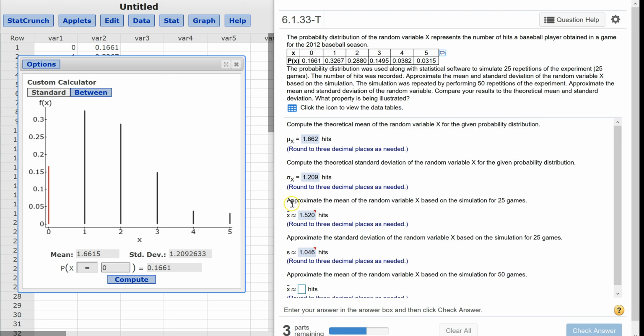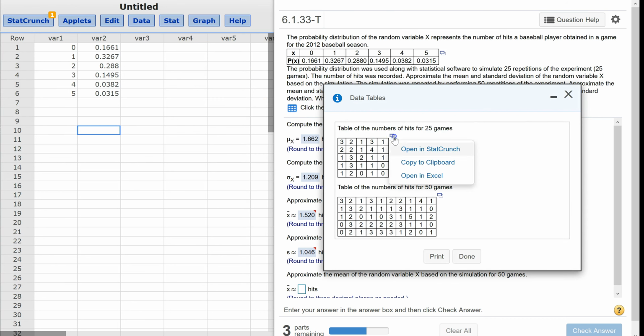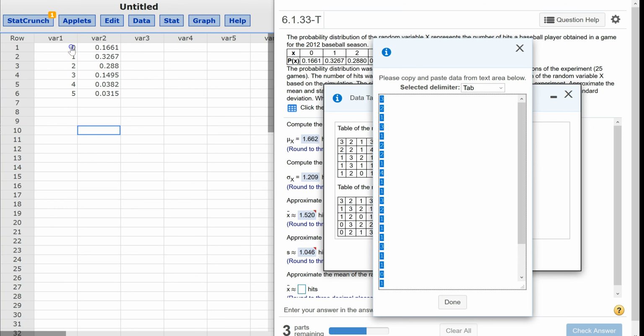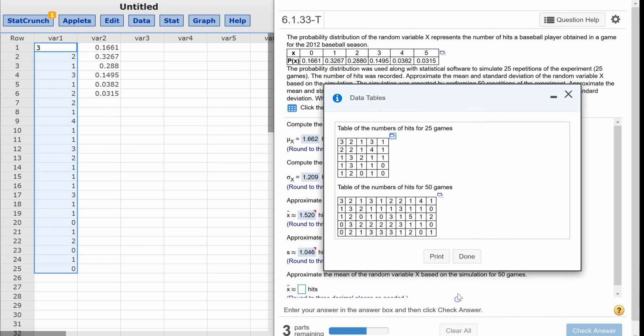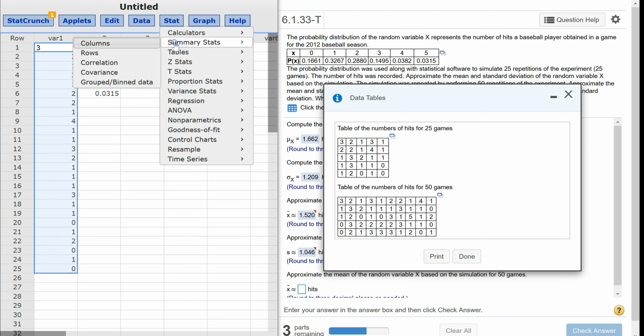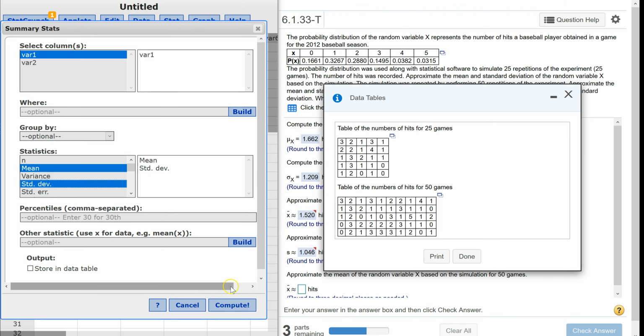Now for the second part, where it says approximate the mean of the random variable x based on the simulation for 25 games, I'm going to go to the tabular data, and I'm going to copy it to StatCrunch. I've pasted it into the first column. Now this data is raw data. So similar to the beginning of the semester, I'll go Statistics, Summary Statistics, and Column. My information is in the first column, and I need the mean and standard deviation.